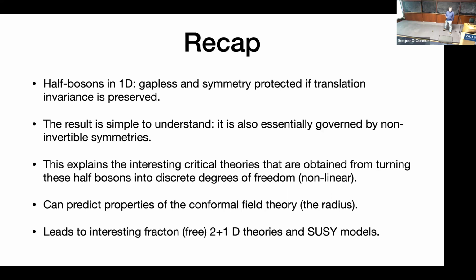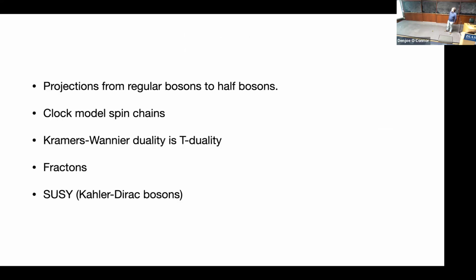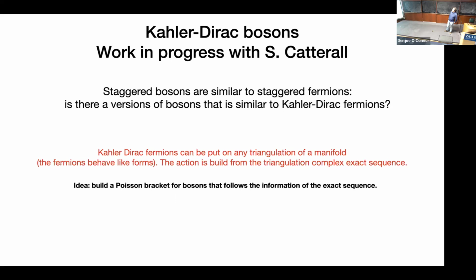Can you tell us a little bit more about this connection with the SUSY models? Yes, okay. So there's something with Simon Catterall. Staggered bosons are similar to staggered fermions. So you can ask, what are the fermions that like to be supersymmetric? Those are Kähler-Dirac fermions. So you can ask, are there Kähler-Dirac bosons?